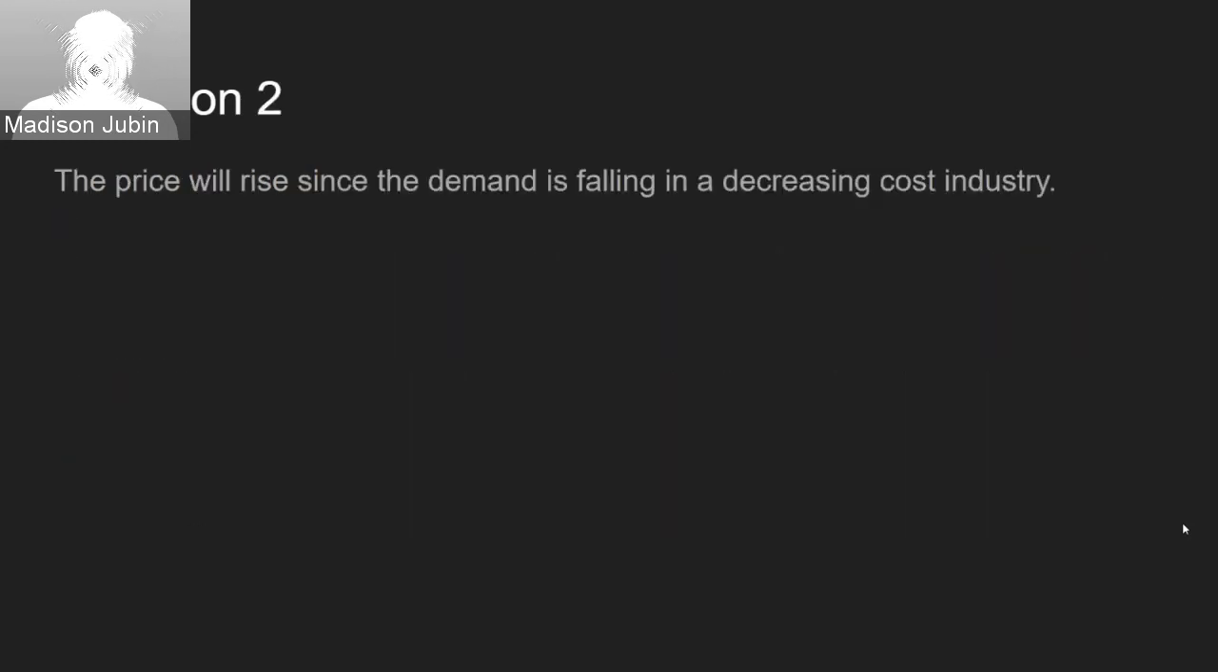Question 2. If carpet became even less popular than it is today, the price will rise since the demand is falling in a decreasing cost industry. Because it is expensive to have only a few carpet manufacturers, all scale efficiencies in society will be lost, which will push up average cost when the scale is small.